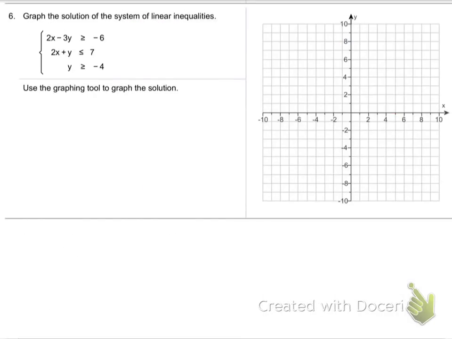Okay, number 6. 2x minus 3y greater than or equal to minus 6. We've got to get y alone, so grab the 2x, jump it over. So we get minus 3y greater than or equal to minus 2x. Right when the 2x jumps over, it changes signs.